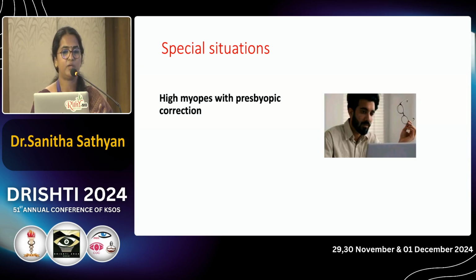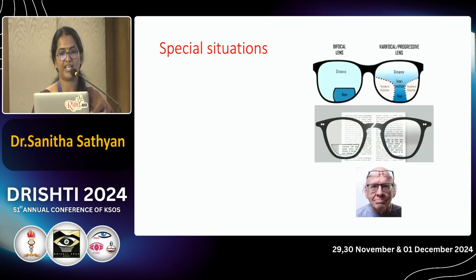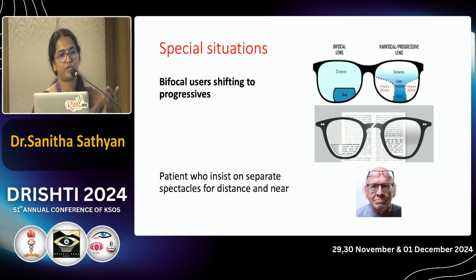And high myopes with presbyopic correction, again, they will have a problem. Usually, they prefer to read without spectacles for some time. But again, when they shift to the presbyopic glasses, they usually have problems. And some patients, bifocal users shifting to progressives, we all have had those patients. And there is a relatively newer kind of spectacles called no-line bifocals, which is a modified kind of bifocal, but the line will not be there. And in patients who insist on separate spectacles for distance and near vision, don't argue with them, just give them what they need. They'll usually be happy with that. Giving PALs in these patients, they might buy from you, but it might be a problem for you later.